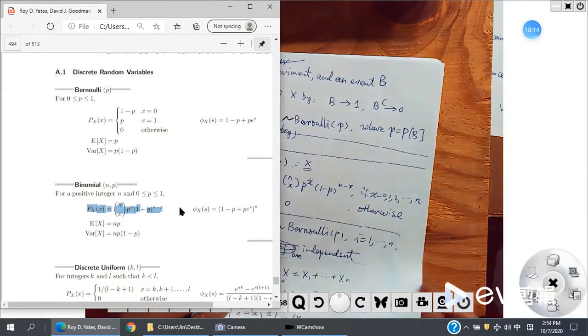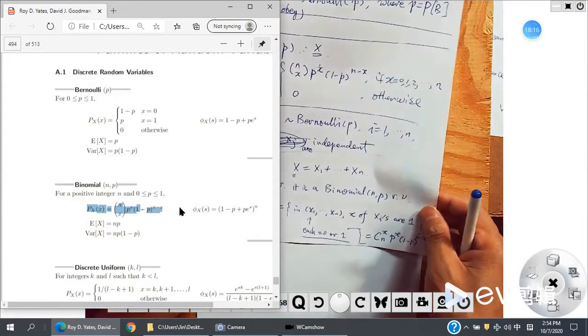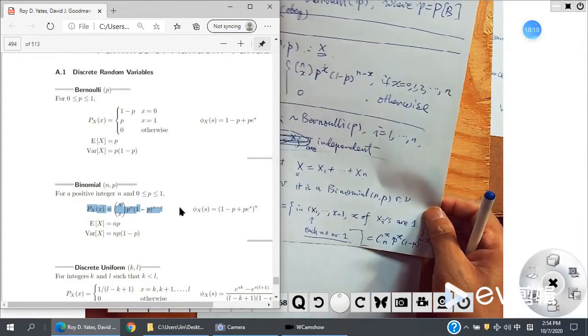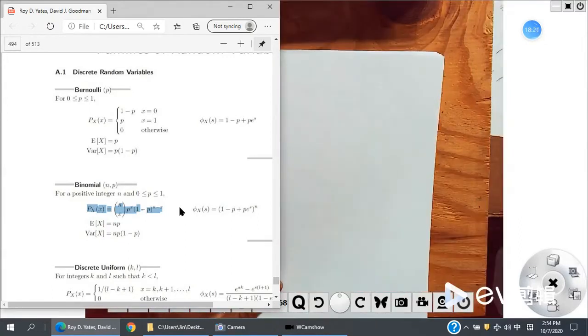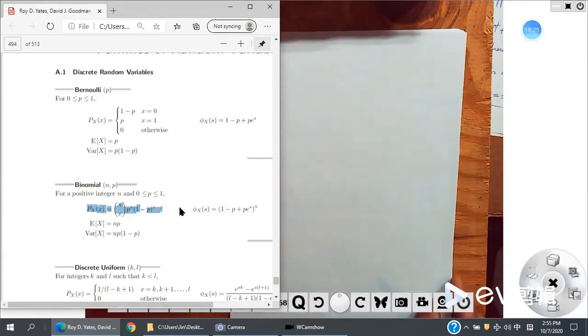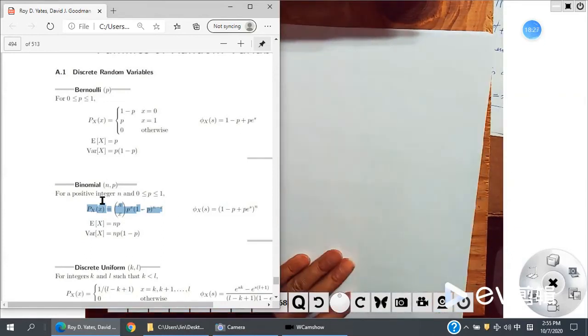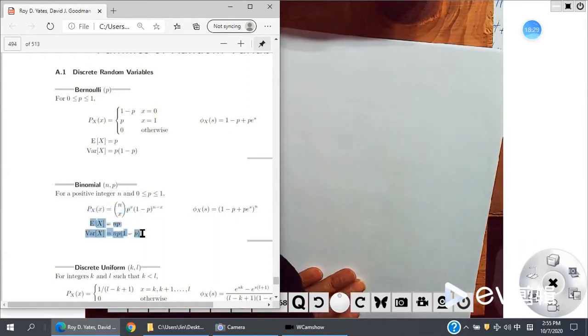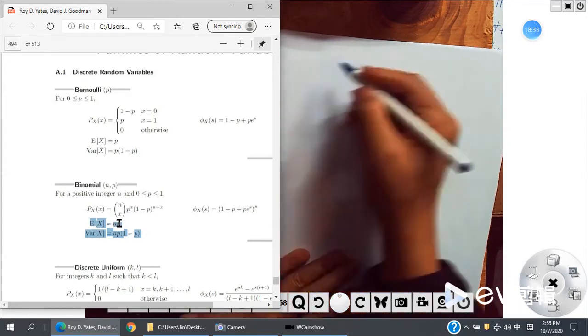This is why we have this mass function, as it is listed in the appendix. And also we consider the mean value and the variance value. The mean value is n times p, right? Right here.